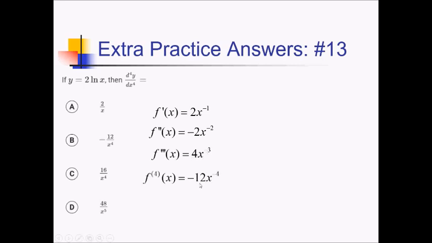So that's really negative 12 over x to the fourth, which is going to be choice B.